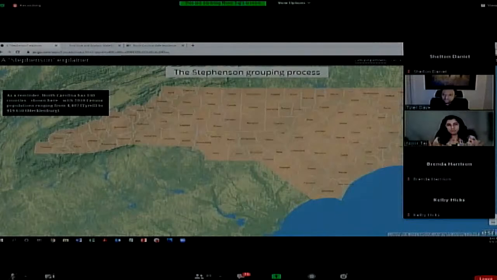I know it can be a little bit difficult to understand, but I'm going to show you using this website what that actually looks like. And this again came up in a case called Dixon v. Rucho in the last redistricting cycle.